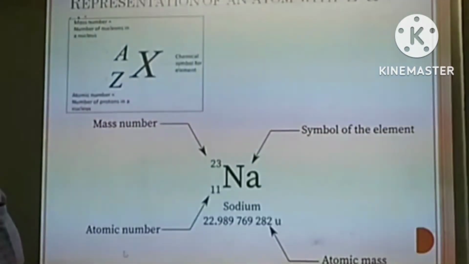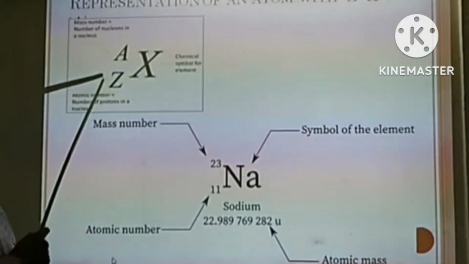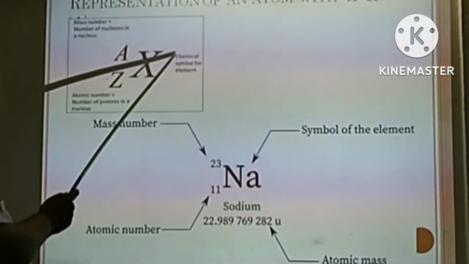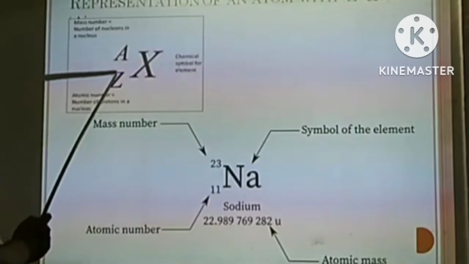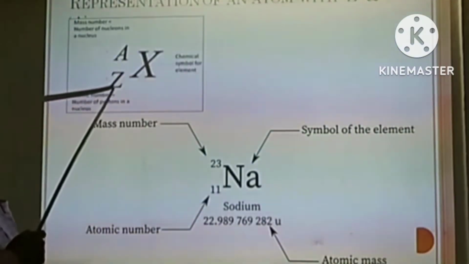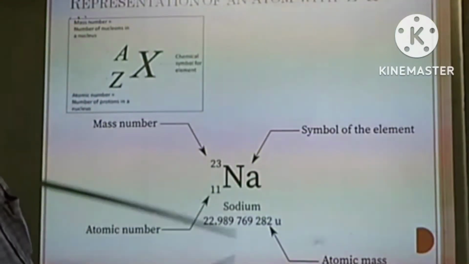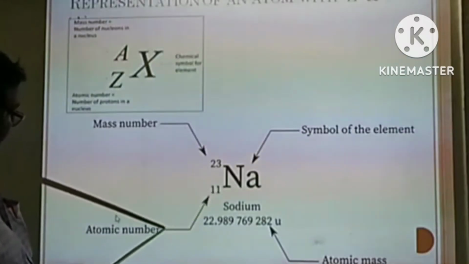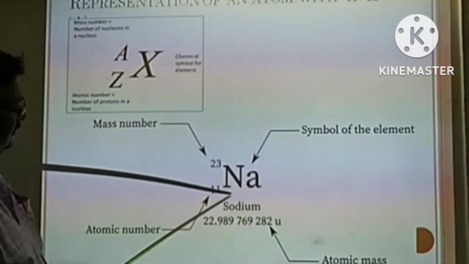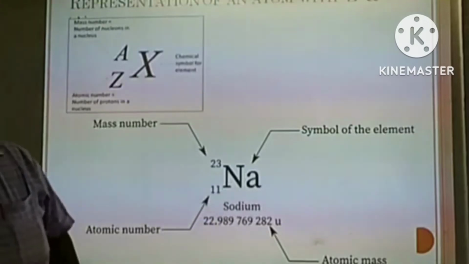Now how is an element represented? If X is the symbol of the element, then the atomic number is written somewhere here and the mass number is written either here or here. The mass number is denoted by the letter A, capital A, while the atomic number is denoted by the letter Z. For example, here sodium. Here 11 represents the atomic number, 23 represents the mass number. This is the symbol of the element sodium. So in this way an element is represented.